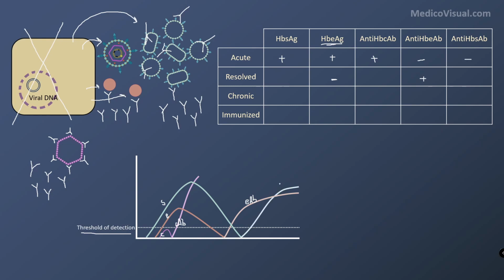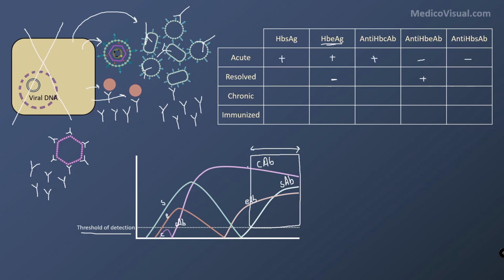There will be a rise in anti-surface antibody, and of course this core antibody will also be produced more and more. So that is the point where we can see that surface antibody starts to appear. At this point we will say that infection is now being resolved. So here the infection is resolved.